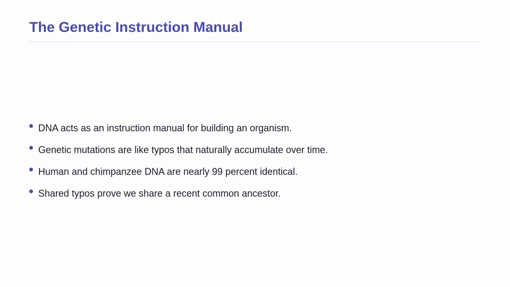To begin, imagine you find two nearly identical instruction manuals for building a car. If both manuals have the exact same typo on page 10, you would immediately know one was copied from the other, or both came from a master copy. In evolutionary biology, our DNA is that instruction manual, and genetic mutations are the typos. Because these mutations accumulate naturally over time, comparing them gives us incredible insights.